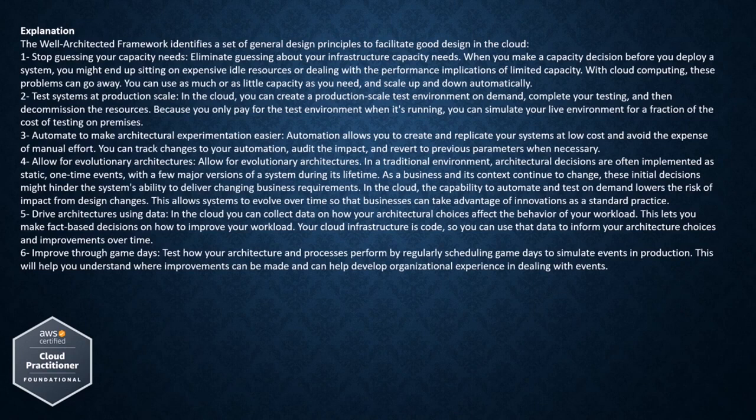5. Drive architectures using data. In the cloud, you can collect data on how your architectural choices affect the behavior of your workload. This lets you make fact-based decisions on how to improve your workload. Your cloud infrastructure is code, so you can use that data to inform your architecture choices and improvements over time. 6. Improve through game days. Test how your architecture and processes perform by regularly scheduling game days to simulate events in production. This will help you understand where improvements can be made and can help develop organizational experience in dealing with events.